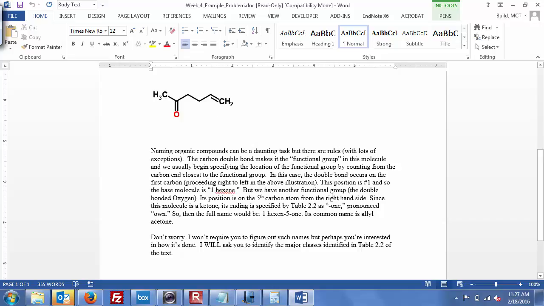But we have another functional group. That's the oxygen. It is on the 5th carbon, so 1, 2, 3, 4, 5 to the right. Since it's a ketone, its ending is specified in table 2 as -one, pronounced one. So ketone, there's the O-N-E. So then its full name would be 1-hexen-5-one, referring to that 1 carbon. And then its common name is allyl acetone.